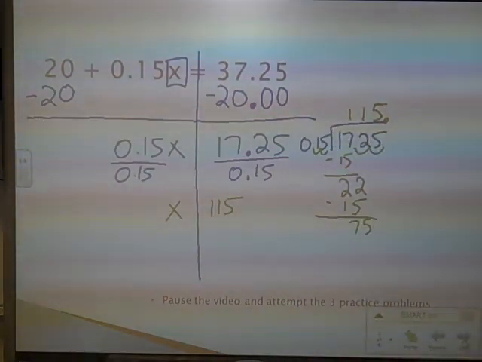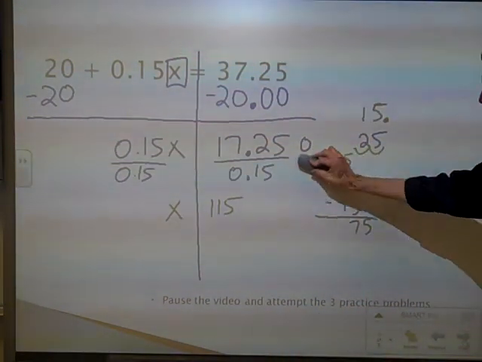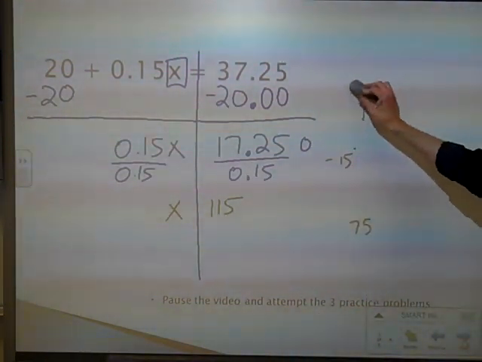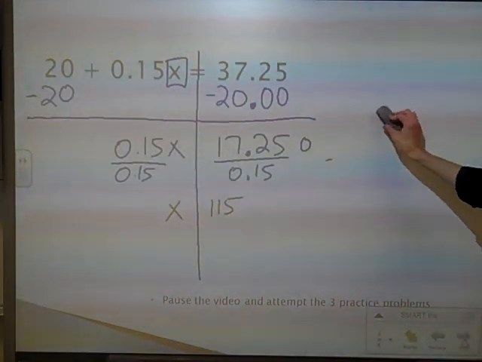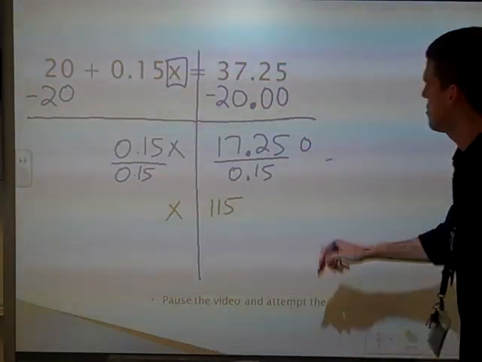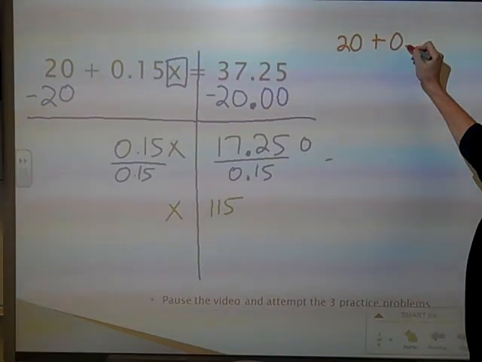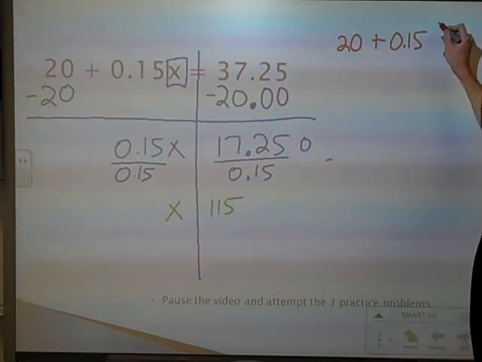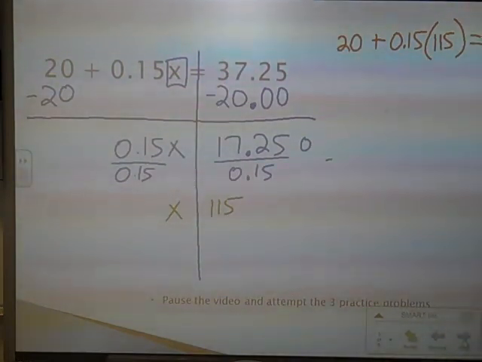So I need to go ahead and try that first to make sure it works. Okay. So I'm going to go ahead and get rid of this so I have some space. Alright. Let's go ahead and put it in my original problem. 20 plus 0.15 times 115. So the first thing I'm going to do is multiply. So I'm going to multiply 0.15 times 115.